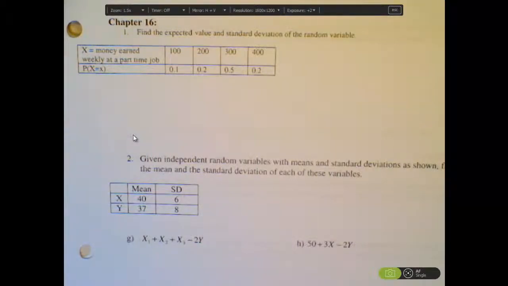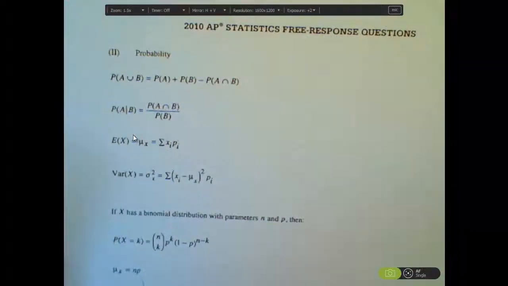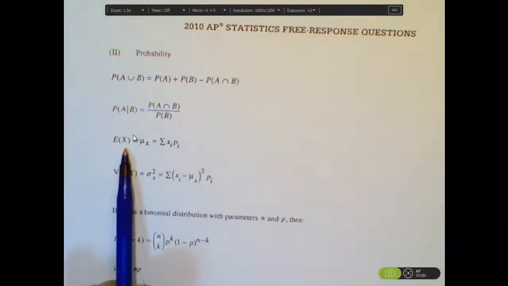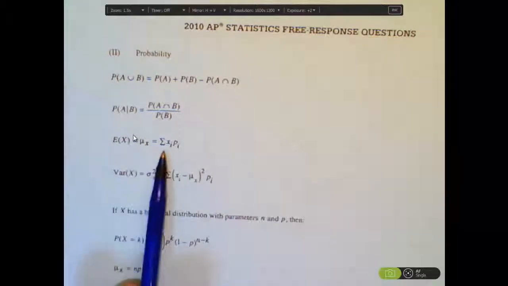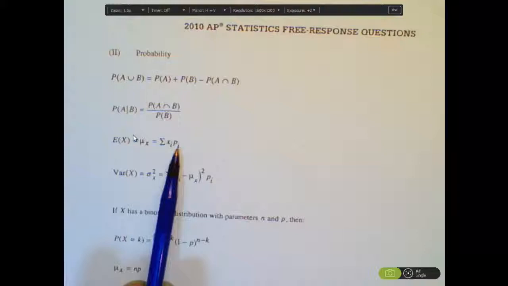Occasionally, they'll tell you to find the expected value and the variance. So I'm going to take a look at my formula sheet. I need to know these formulas that are here. This is the expected value of a random variable. It's the summation of each individual outcome times its corresponding probability.